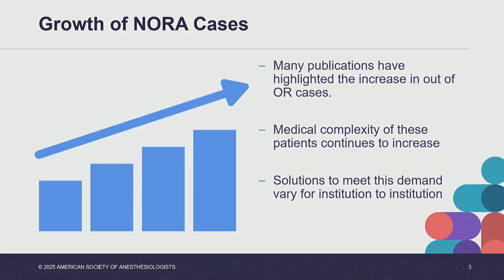As we all know, and there have been lots of articles in the last 5 to 10 years, NORA just keeps growing. I don't know how it is at your site. How many of y'all ever have a given day where NORA, literally counting all outside of OR, whether it be GI or cath lab, is 50% of your total cases?